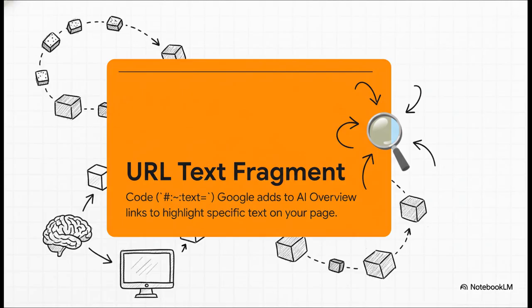The secret weapon here is this little thing called a URL text fragment. You've probably seen this without even realizing it. It's that little bit of code, the #:~:text=, that Google tacks onto a URL when you click a link from an AI overview, when it takes you to a page and highlights the exact text the AI was quoting. That little fragment, well, that's our golden ticket. It's the clue we've been looking for.